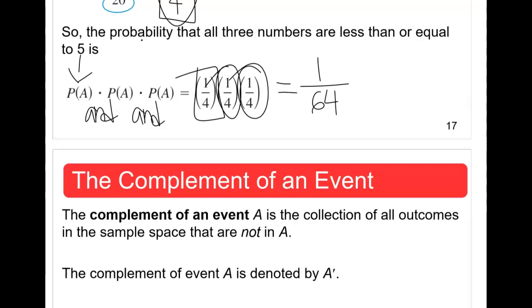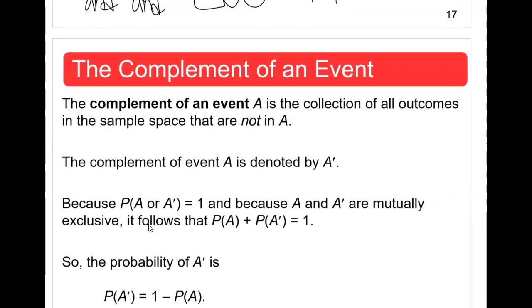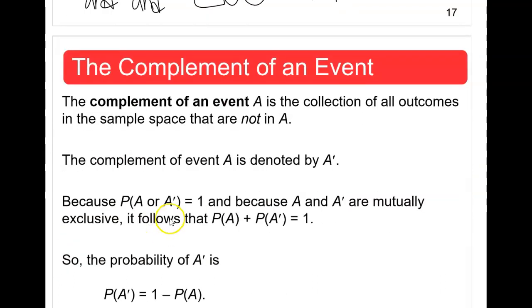Now let's talk about the complement of an event. Let's call the event A. The complement of event A is the collection of all outcomes in the sample space that are not in A. So that is what we connect the complement with: not in A.